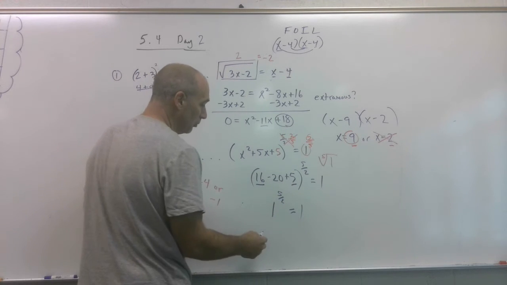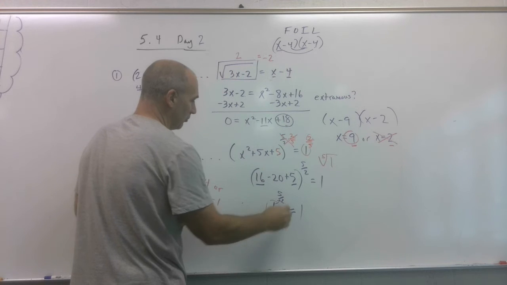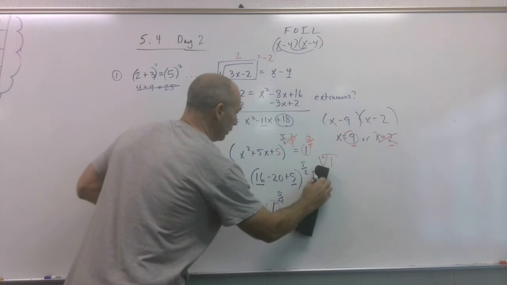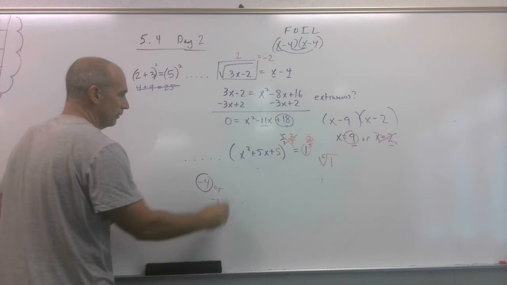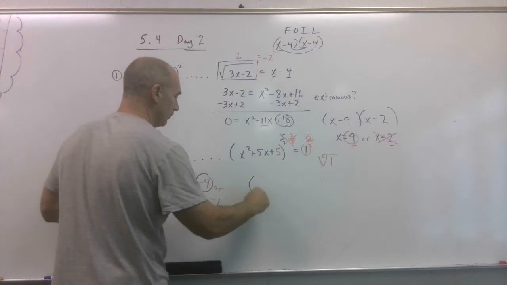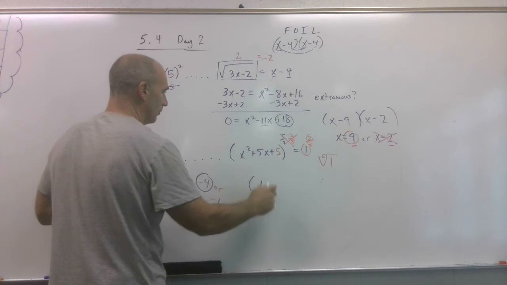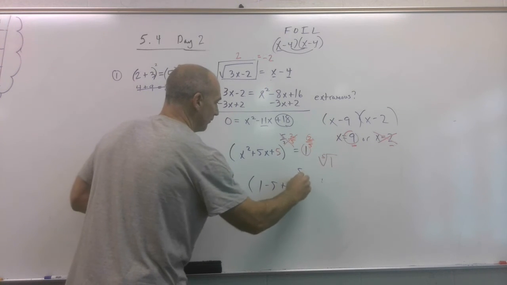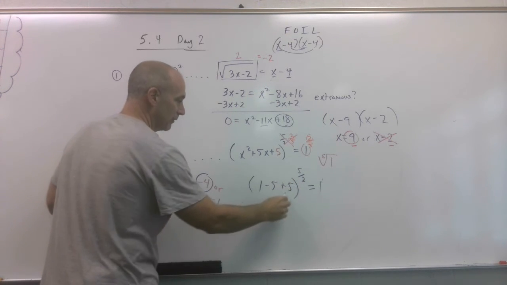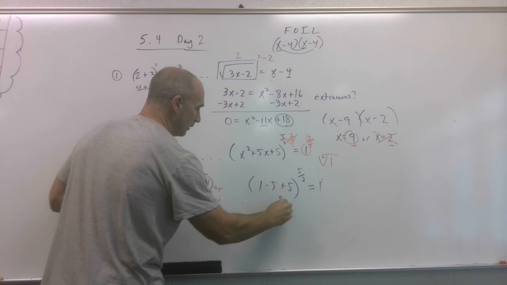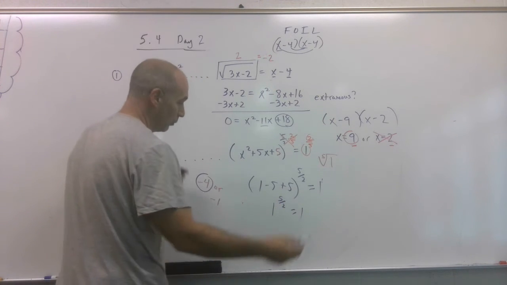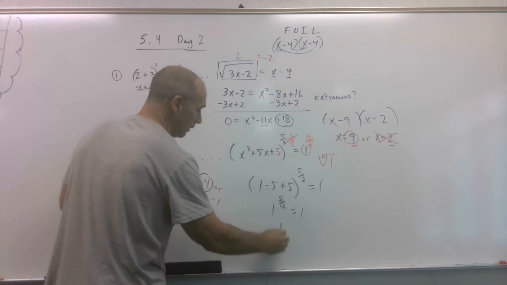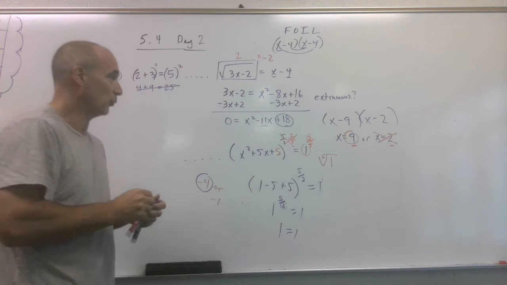Well, we know that's true, because really 1 to any power is just going to be 1. So that's a winner. Now, let's put in the -1. -1 squared is 1. -1 times 5 is -5. Plus 5 to the 5/2 power equals 1. These 5's cancel, so I get 1 to the 5/2 equals 1. If you want to look at it fancy, this is the square root of 1, which is 1. 1 to the 5th power is 1. So all that's saying is 1 equals 1.